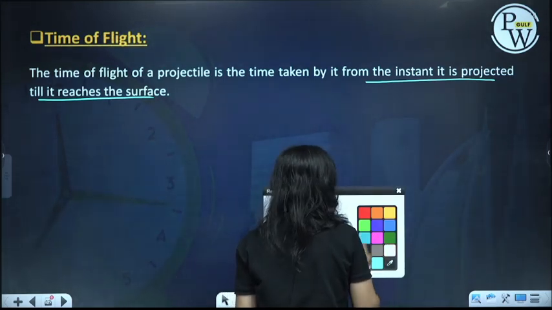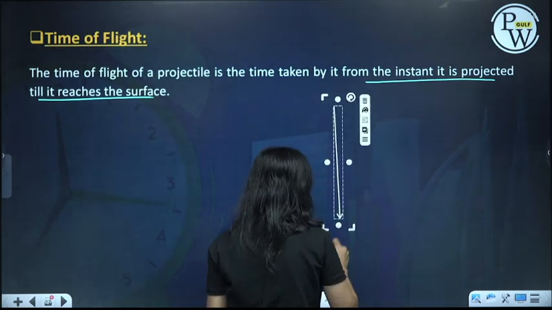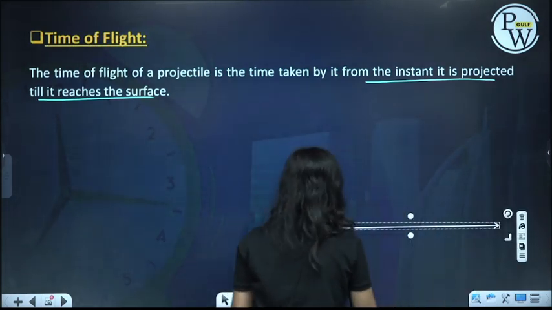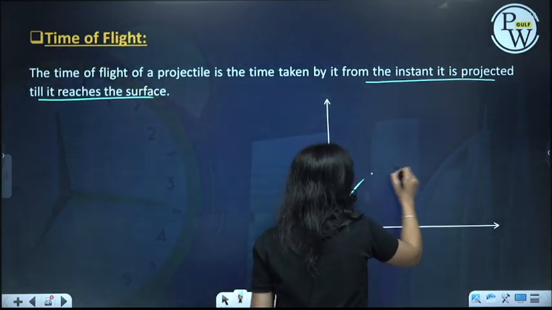So if we have a projectile which is fired like this.